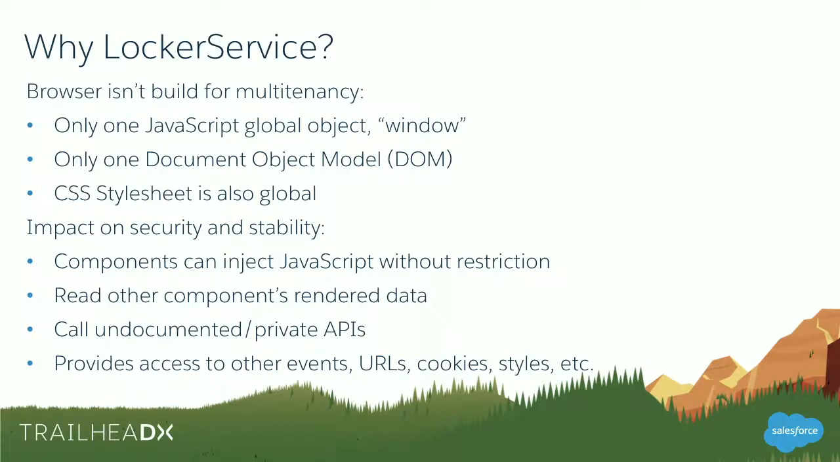There's ability to read from other components. We'll show that in the demo, how that works with and without Locker service. You'd be able to call both undocumented and private APIs that exist in the Aura framework or available on the API. As well as there'd be access to other events, URLs, cookies, maybe things you don't really want other developers, other components to have access to.